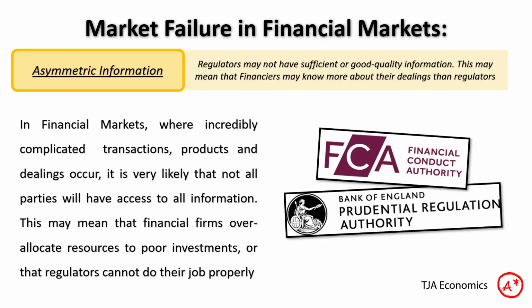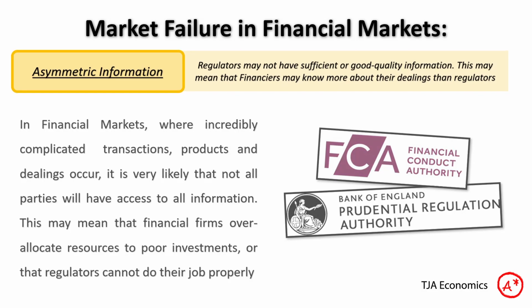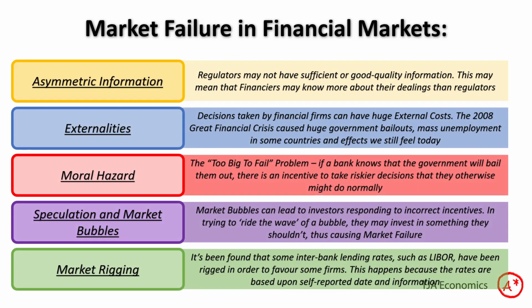However, financial markets are incredibly complicated. There are all kinds of transactions, products, and dealings that occur, and it's incredibly likely that not all parties will know exactly what's going on. Therefore, financial firms may over-allocate resources to some investments that are quite bad, or they may under-allocate resources to others that they should. Indeed, it means that regulators can't do their job properly, and we may get a misallocation of resources. Our next one then, externalities.